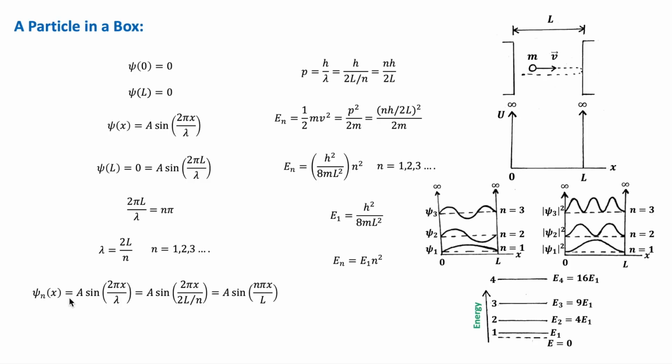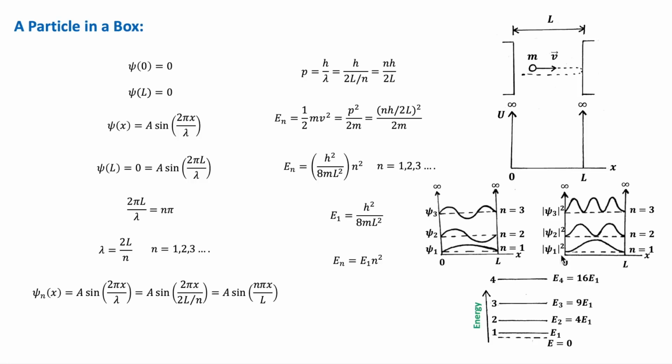So psi_n(x) is equal to A sine(2 pi x over lambda), and if we substitute for lambda, we get A sine(n pi x over L). The figures here show a plot of psi_n(x) and the absolute square of psi_n(x) as a function of x, for the first 3 allowed states, n equal 1, 2, and 3, for a particle in a box. As you can see, psi_n can be positive or negative, but the absolute square of psi_n is always positive. And this is consistent with the absolute square of psi_n representing the probability density, right? Because if it's negative, it would be meaningless. We cannot have a negative probability.